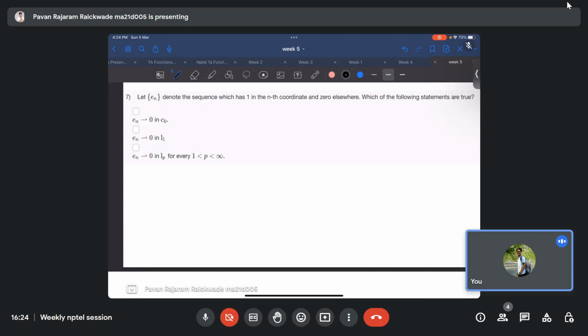Let en denote the nth sequence which has a 1 in the nth coordinate and 0 elsewhere. First, it says en converges to 0 in c0. This happens if and only if f of en should go to f of 0 for all f belonging to c0 star, right? This is one condition for weak topology, right?